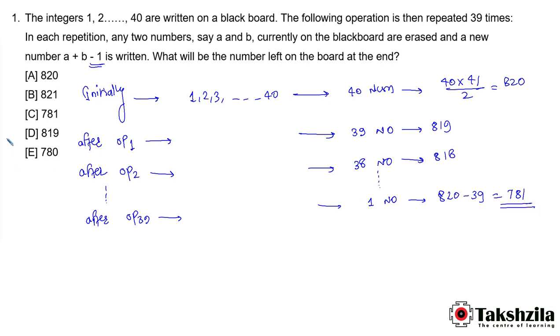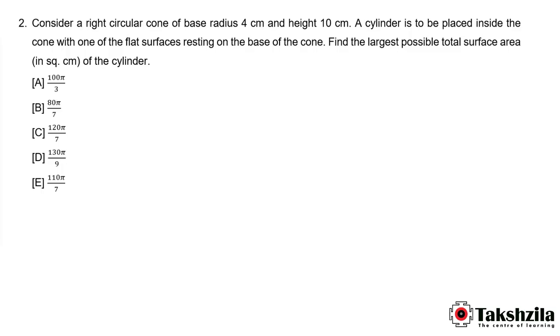So the number left on the board at the end of the 39th operation is 781. This is how we can solve this question number 1. Now let's have a look at question number 2.